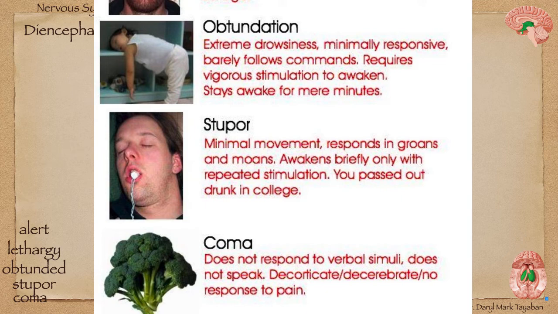So anyway, obtunded: extreme drowsiness, minimally responsive, barely follows commands, requires vigorous stimulation, as we mentioned, to awaken, and stays awake for mere minutes. Actually, this one is a funny part, but the other things that I've shared are from other textbooks and other sources. So when we say stupor, the example placed on the picture, I think that's a tampon, I'm not sure. But anyway, for stupor: minimal movement, responds with groans and moans, as I mentioned earlier, and awakens briefly only with repeated stimulation.